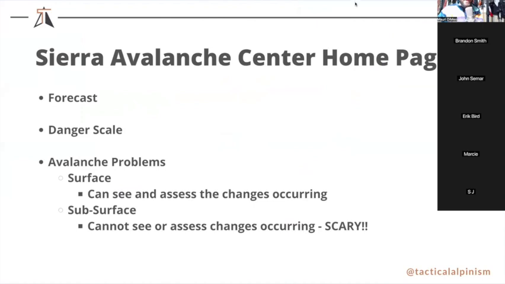So lots of information so far, and that's why I'm recording it so y'all can go back and review this as many times as you want. So we've hit the forecast, we've hit the danger scale, and we've hit the avalanche problems.